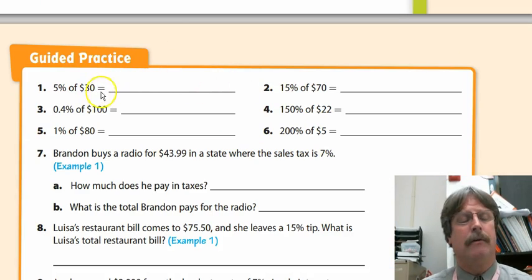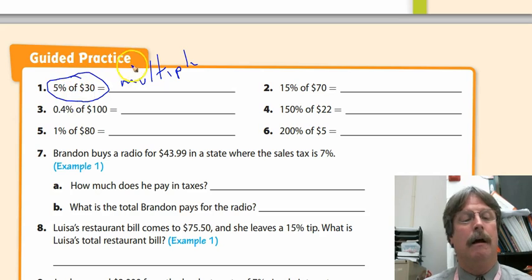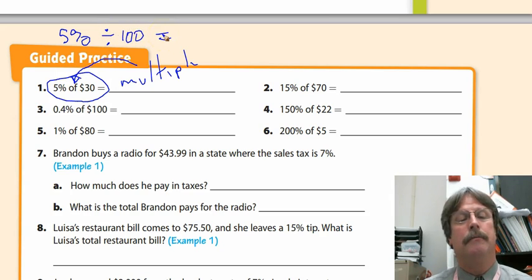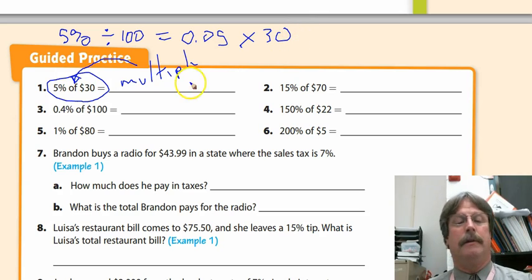One last thing I want to point out here is that when you guys see this, 5% of $30, that means to multiply, okay? So you're going to have to convert your 5% into your decimal. So remember, we divide by 100. So that becomes 0.05. And then we're going to multiply that by 30. So 5% of 30 is going to be some value.